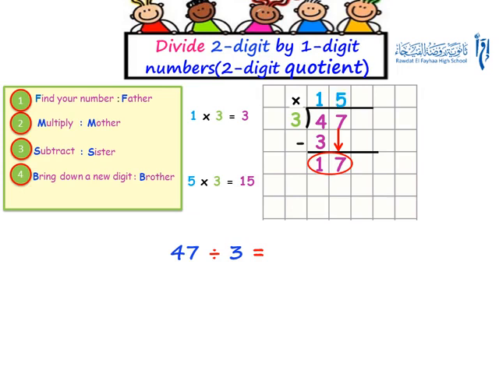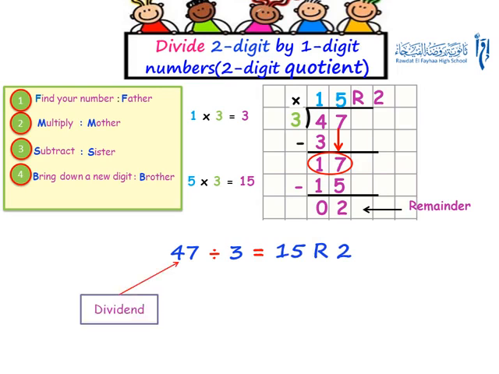We write the factor 5 up. Then we multiply 5 by 3, which is the second step. We write the answer below the 17. Then we move to the third step. 17 minus 15 is 2. We check that 2 is less than 3 and we bring down a new digit. We have no more digits to bring down, so 2 is the remainder. So 47 divided by 3 is equal to 15 with a remainder of 2.